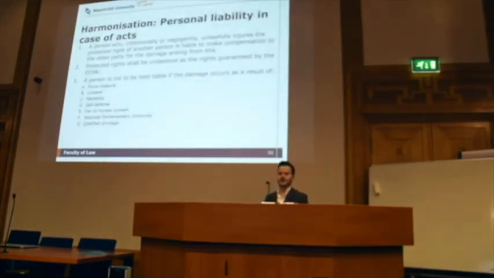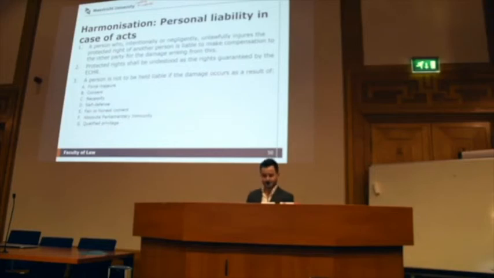After consulting different approaches to personal liability in totally different jurisdictions, we've created a recommendation for the European Group on Tort as to how the provision of personal liability should or could look like. A person, so the first paragraph: a person who intentionally or negligently, unlawfully injures the protected right of another person is liable to make compensation to the other party for the damage arising from this.